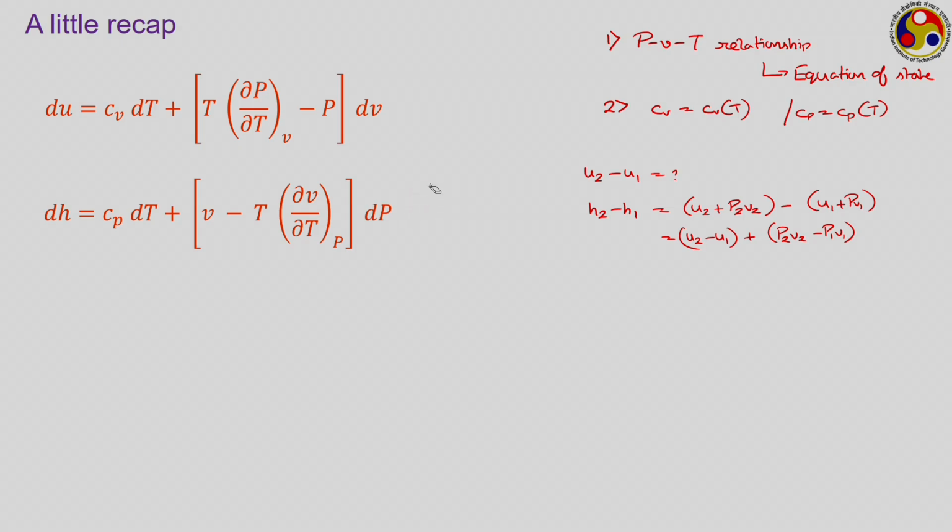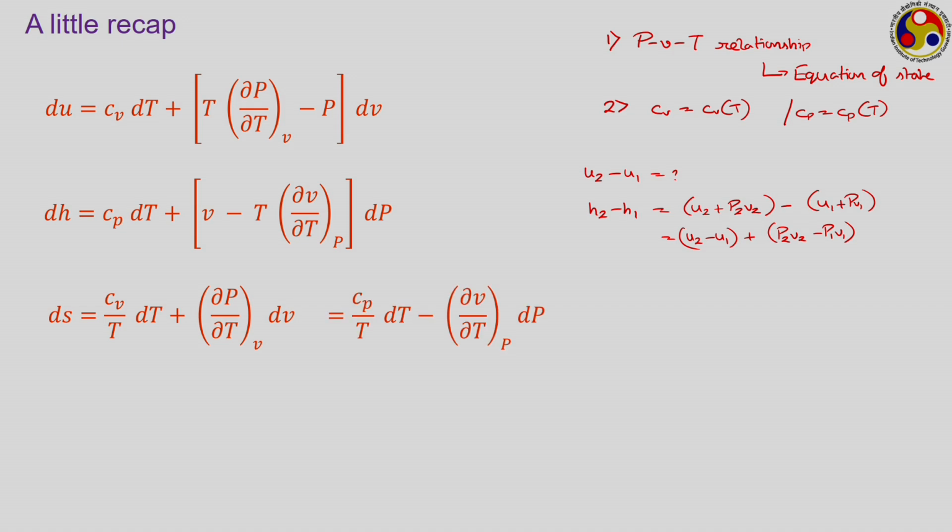Similarly, we can calculate the changes in specific entropy following a relation like this, where again we need the PVT relationship and also Cv as a function of temperature, or alternately we can have a different relation where we need to make use of the Cp relation as a function of temperature. So, we can use either of them in a given scenario.